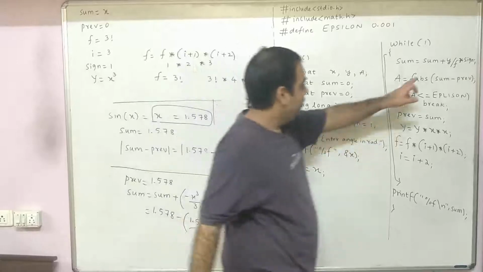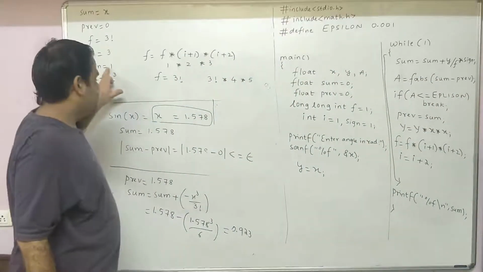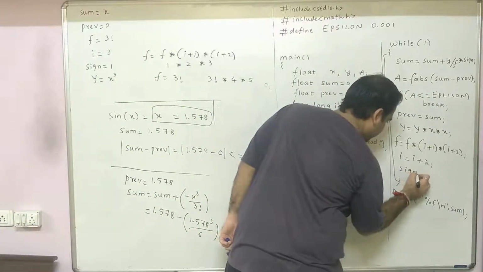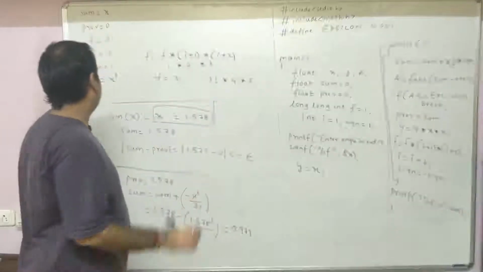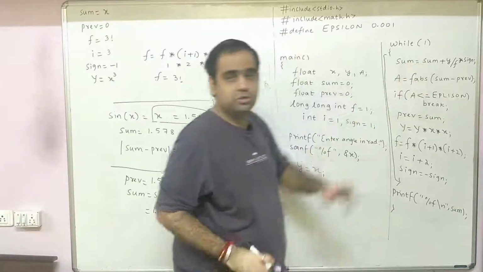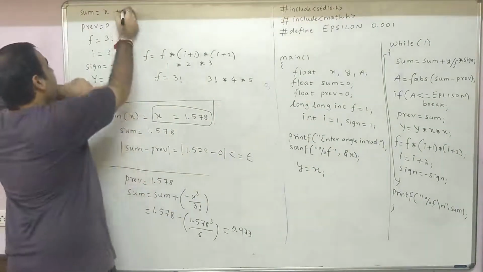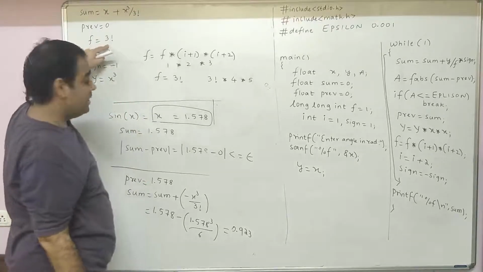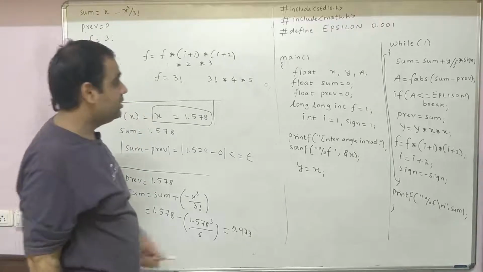And this numerator is done, denominator is done. Now multiplied by sine. Now sine should be minus 1 because we have to multiply by minus 1. Hence we say sine is equal to minus sine. The value of sine will become minus 1. Go back. Y is 1, it is true. Sum is equal to sum plus y by f. What is y? X cube divided by f, which is 3 factorial, multiplied by sine. What is sine? Minus 1. Therefore, it becomes minus x cube by 3 factorial.